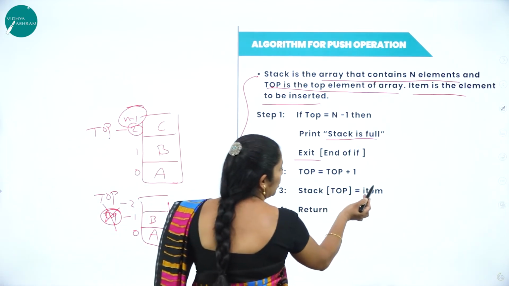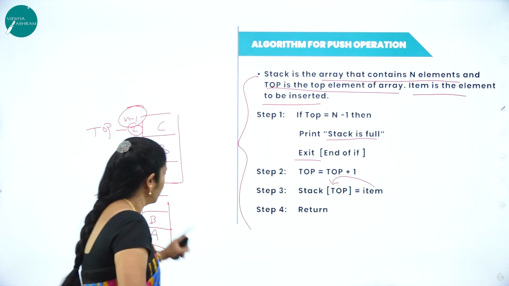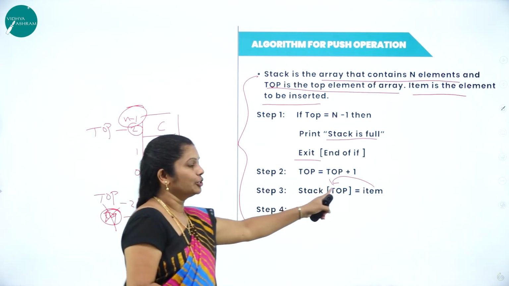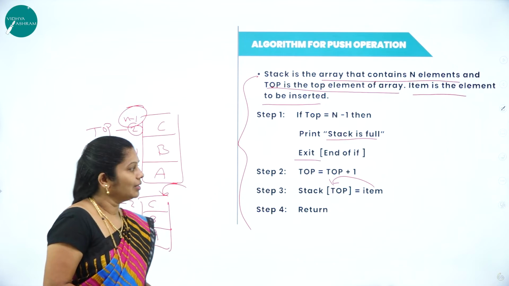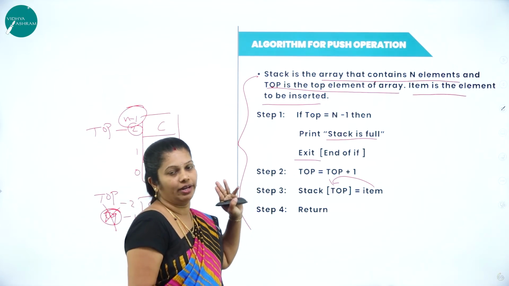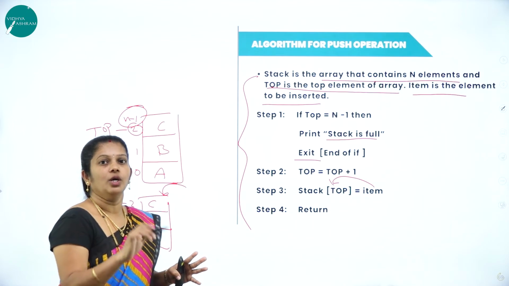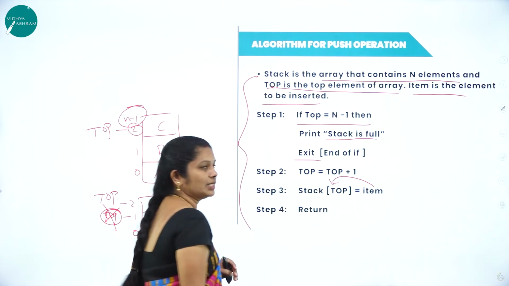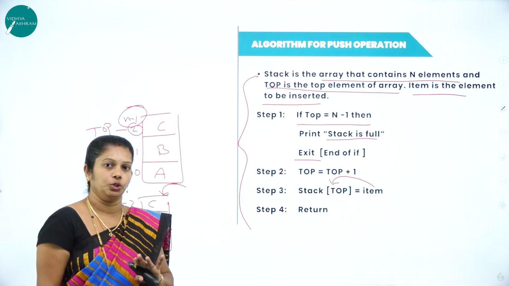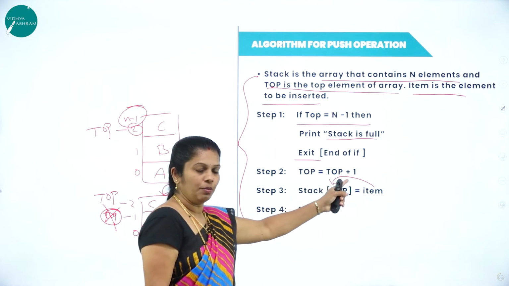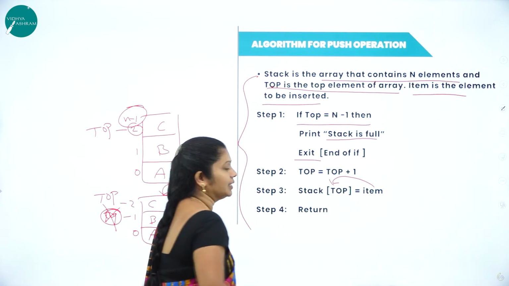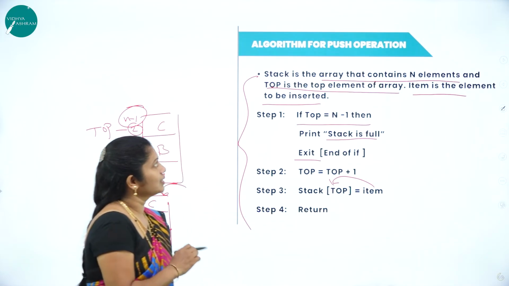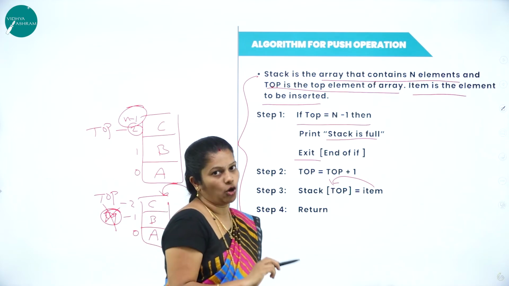Then later on, the new item has to be inserted to the stack top position, then return. This 4-step algorithm carries 5 marks in the annual exam. First thing, you have to remember, if it is full, I cannot insert any items. How to identify full? If top equals n-1, then the stack is full, no need to process. Otherwise, we have to increase the top, then the new item has to be inserted to the stack top position, then return. Now is it clear? This is the algorithm to perform the push operation.